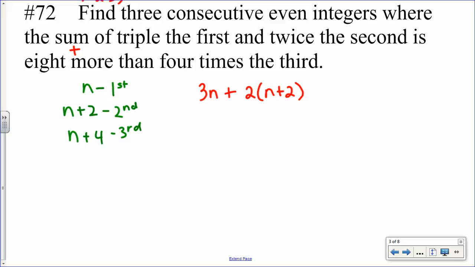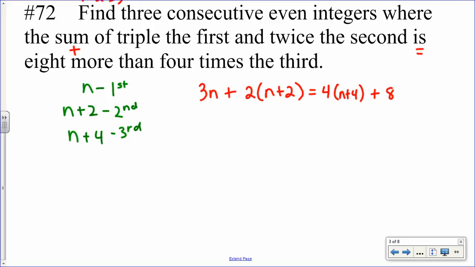And then the next word is "is." So what is the symbol? Equals. 8 more than, so I know I'm going to have a plus 8, 4 times the third. I'm going to put the plus 8 at the end. Since you're adding, it doesn't really matter. You could have 8 plus, but when you subtract, it has to go at the end. So if it had said 8 less than, that has to go at the end. So we'll just go ahead and put the plus 8 at the end too. So we know that if it's more than or less than, that should be at the end. Okay, 4 times the third, how will I write that? 4 parentheses n plus 4.